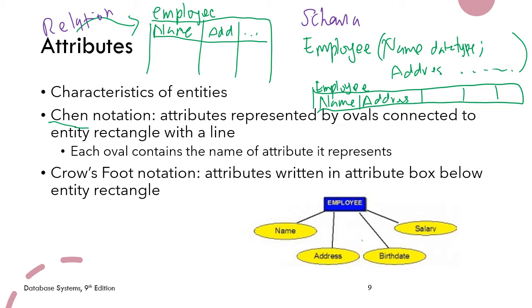Okay, and then this is the Chen notation and the Crow's Foot notation. Attributes are written in an attributes box below the entity rectangle. Ni macam mana tadi? Yang Crow's Foot. So it is a single rectangle, employee.